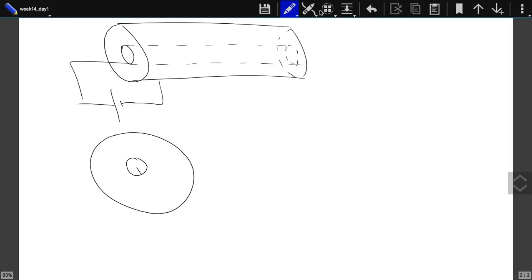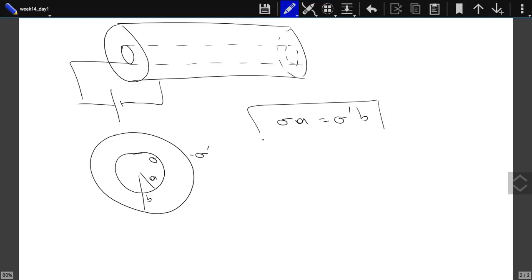So let's say this is, let me draw it a bit larger. This has radius A. On the outside, we have radius B. Let's say on the inner side, we have a surface charge density sigma. On the outer side, we have a surface charge density minus sigma prime, sorry. This will be what will be creating the potential difference. Our system should be neutral because the battery, whatever charge it gives from one terminal, it takes away from the other terminal. But that basically means that sigma times A should be equal to sigma prime times B. This is the relation between sigma and sigma prime.